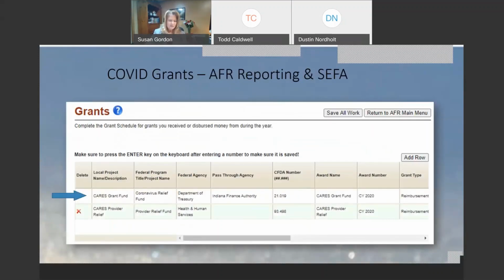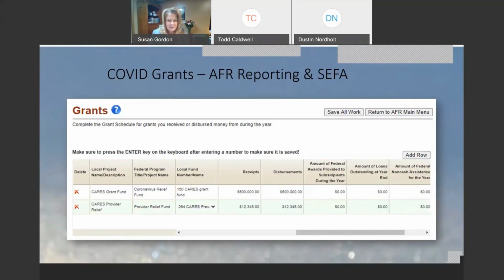On the Board of Accounts grant schedule, this is from a prior presentation that we did. Todd put this schedule together to show you what it would look like for the CARES Grant Fund with the federal project name of Coronavirus Relief Fund, the federal agency being the Department of Treasury, and the pass-through being the Indiana Finance Authority with the CFDA number there, the award name and the grant type.